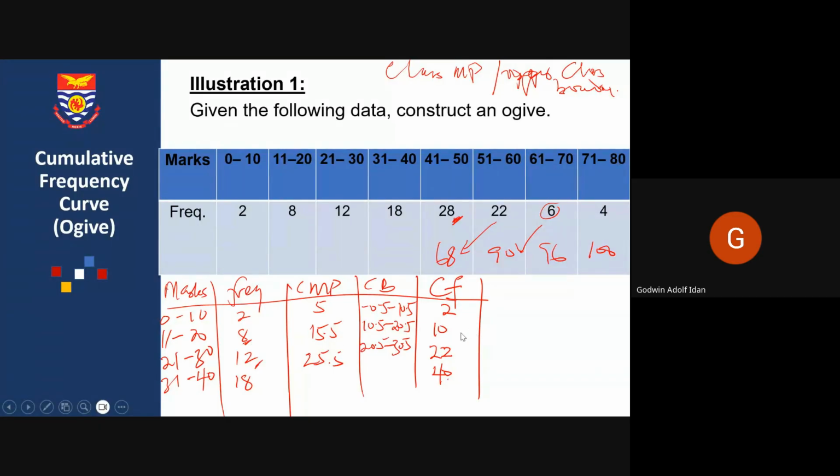Now, once the table is developed, we said that the steps are that we should draw and label our X and Y axes. So our X axis is going to be the cumulative frequency. No, the X axis is going to be the class midpoint or the upper class boundary, and then the Y axis is going to be the cumulative frequency.